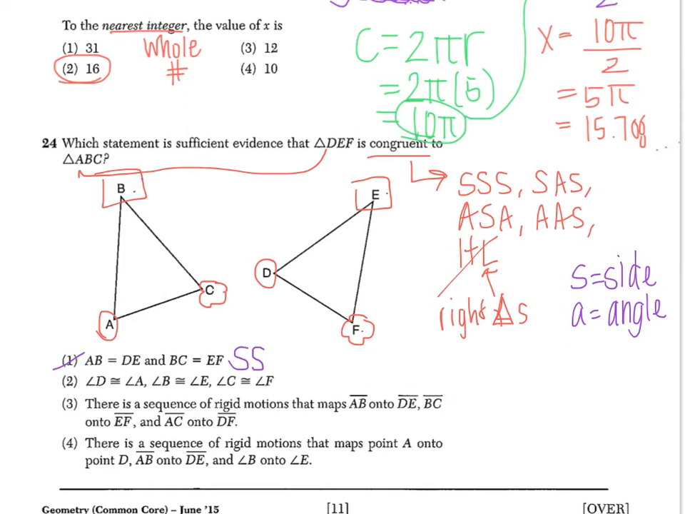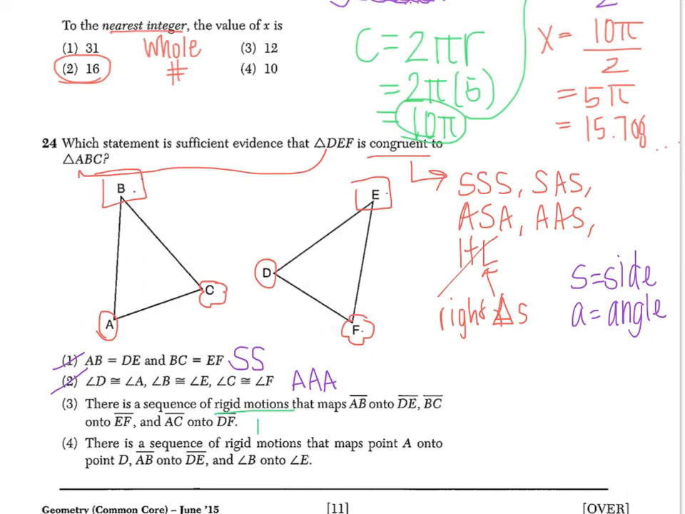Number 2 says angle D is congruent to angle A. Yep, they both have circles, so that's true. That's a set of angles. Angle B is congruent to angle E. They both have squares, so that's true. Another set of angles. Angle C is congruent to angle F. That's also true, but a third set of angles doesn't prove triangles congruent. AAA is not a method for proving triangles congruent. So that's gone. The next one says there is a sequence of rigid motions.